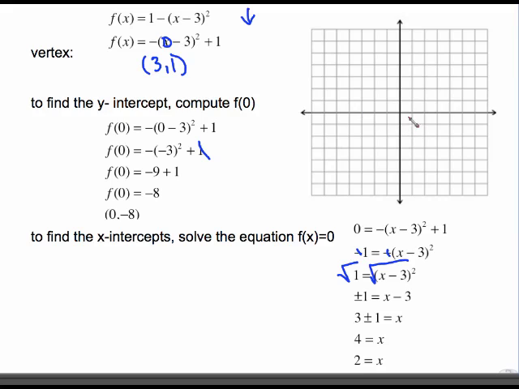So that's enough information to get my graph. Over 3 up 1. 0, negative 8 is about right here. An x-intercept of 4 and an x-intercept of 2. Okay, see if I can draw this parabola. This is coming down this way, and this will come down this way, trying to get over here to touch this point over here. I missed it a little, but you got the idea.